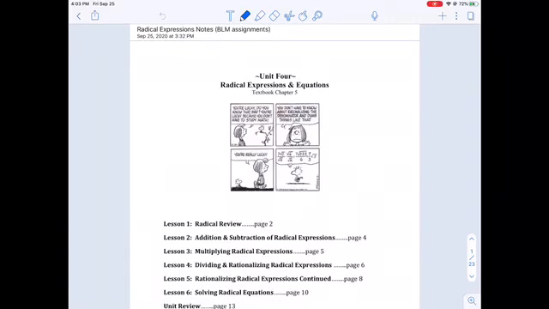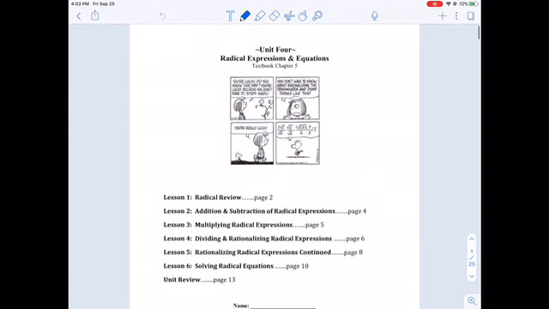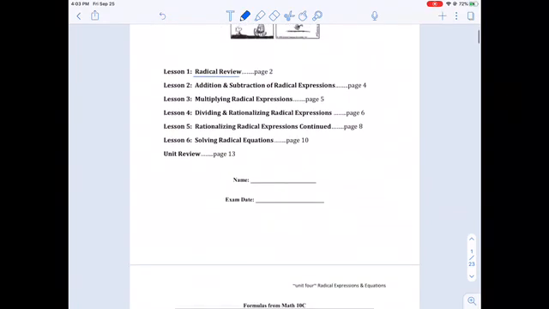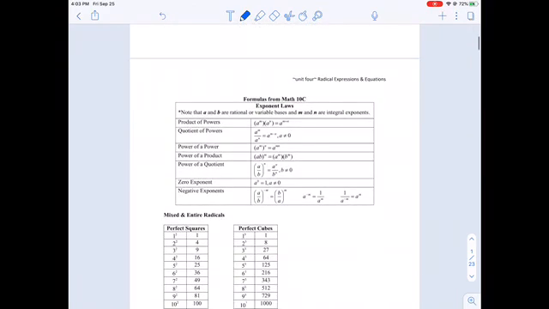Okay, Math 20, I just want to have a look at the first lesson here for radical expressions and equations, radical review. So this will largely be Math 10 review. There are a couple of new concepts there.